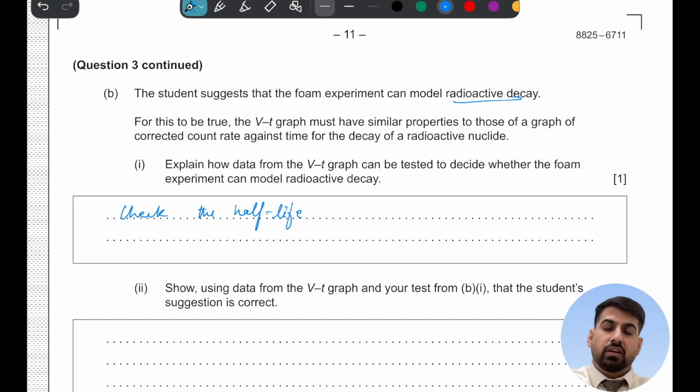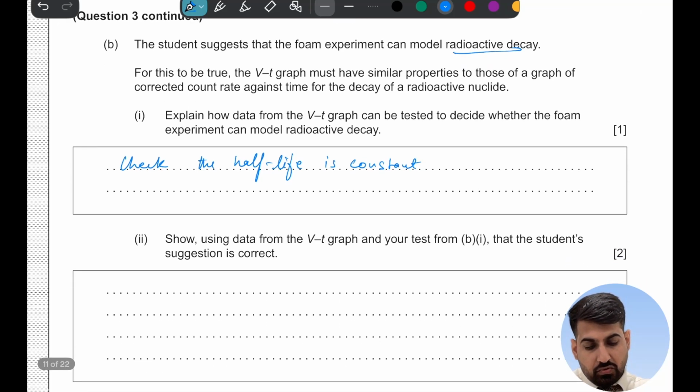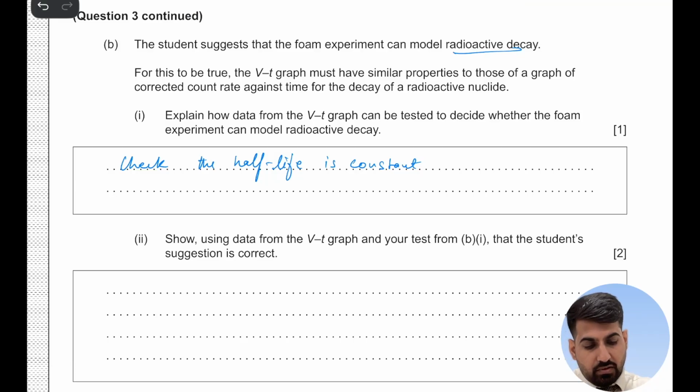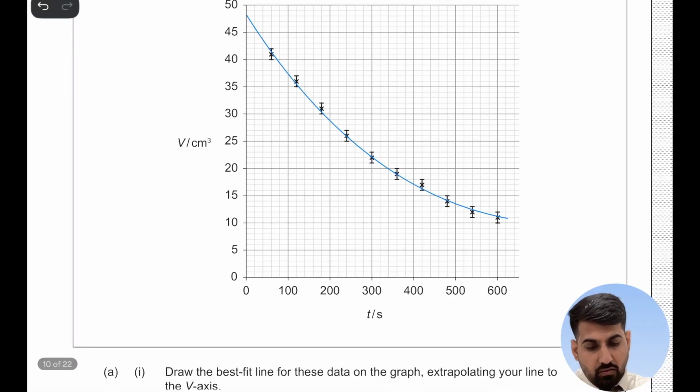If that remains constant, that means it is following the model of radioactive decay, right? So check the half-life is constant for the model to be considered as related to radioactive nuclei. Okay, so that you can see. Show using the data whether the student's suggestion is correct. So whether this suggestion is correct or not, that it is similar to an exponential decay, that is the radioactive decay, right? So what we are going to do now is look back to the values.